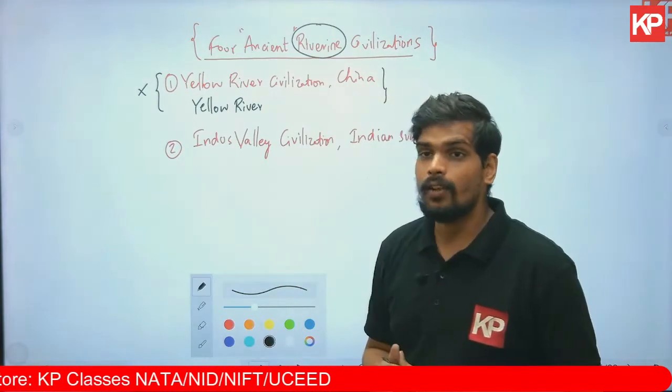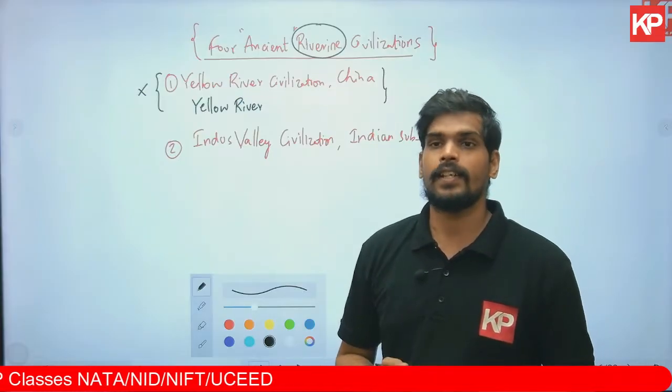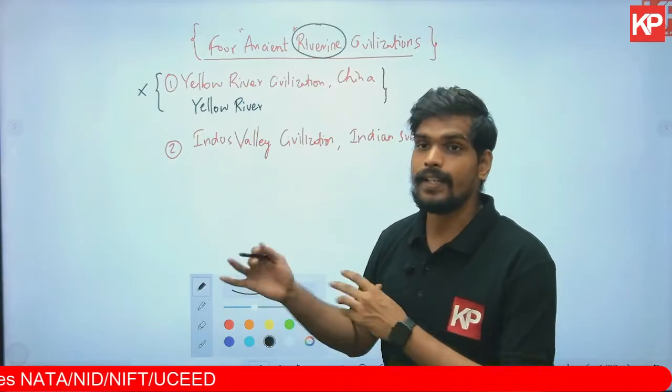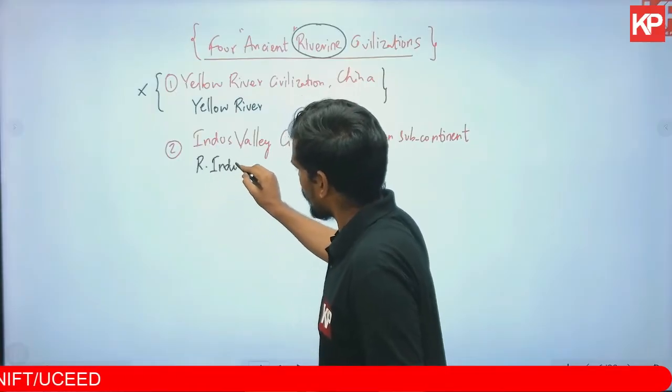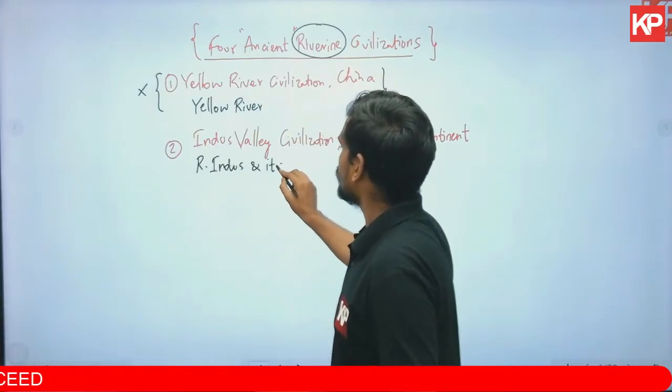And what is the river along which this Indus Valley civilization existed? It existed along river Indus and its 5 tributaries.